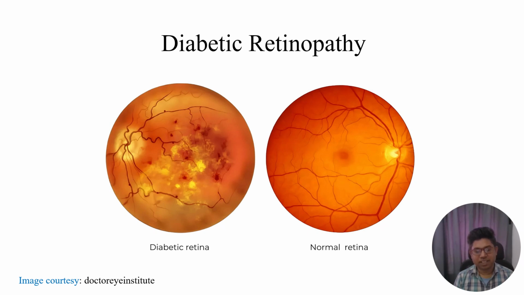Let me take an example. Here you have a normal retina and a diabetic retina. Here, as I said, in the diabetic retina you have some red dots and yellow deposits on the fundus image.